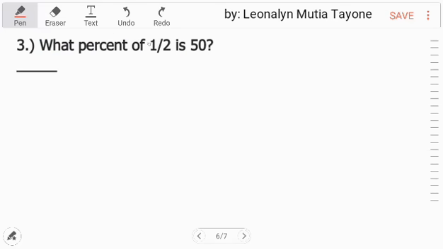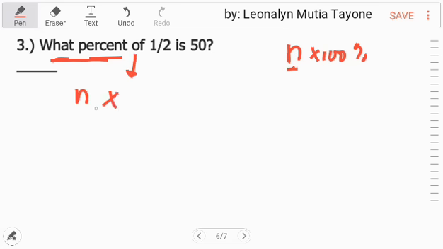Number 3, what percent of 1/2 is 50? Pag sinabing percent, let n, depende kung anong gustong variables na isulat nyo, or let A, let B, or C, or X. So, ang akin lang ay let n be that number, i-multiply natin ng 100% para yun yung answer natin, yung percentage. So, dito muna tayo sa n. So, n of multiplication yan siya. 1/2 is equal yan 50. So, n times 1/2 equals 50. Yan na yung equation natin.